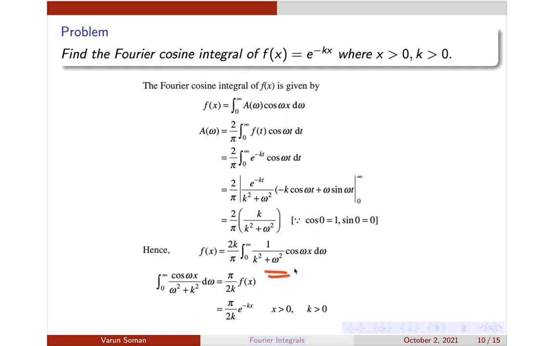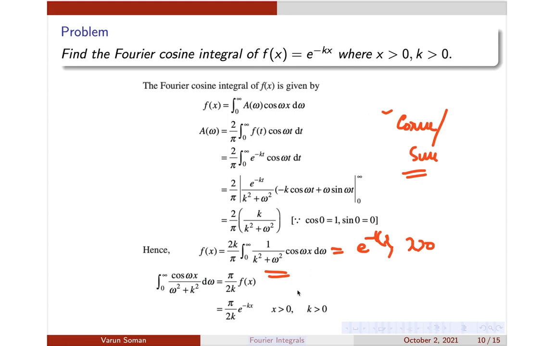Now I'll just give you an idea. Sometimes you will be asked to show that this is equal to e raised to minus kx, where x is greater than 0. They will ask you a question like this. When you see that your function is only given for x greater than 0, always remember this is either a Fourier cosine integral or a sine integral, because if it is given for the entire real line, it will basically be a Fourier integral. When it is only x greater than 0, or from x equal to 0 onwards, it will be either a cosine integral or a sine integral.